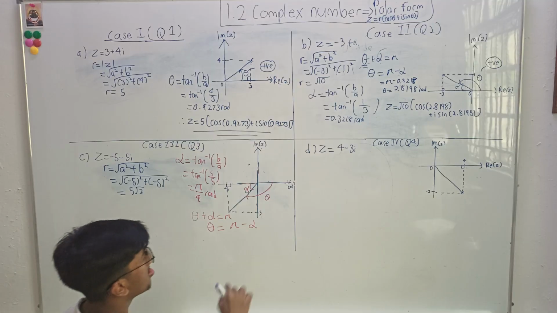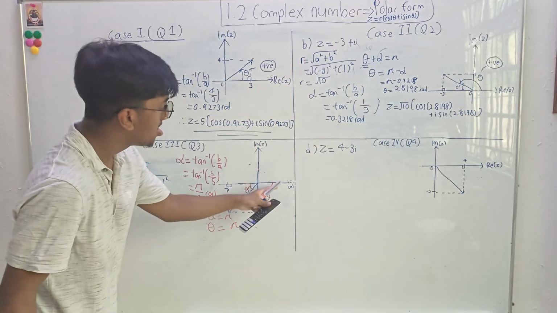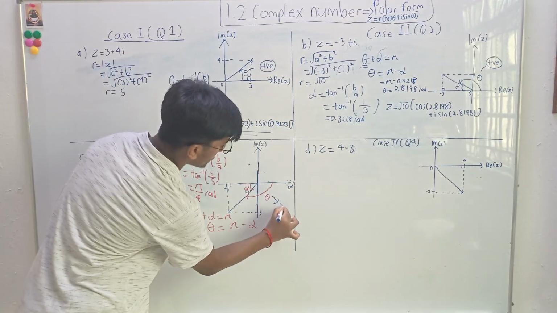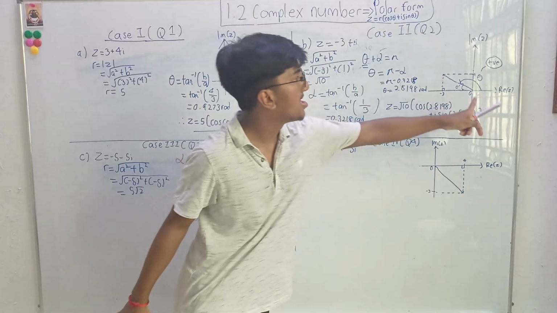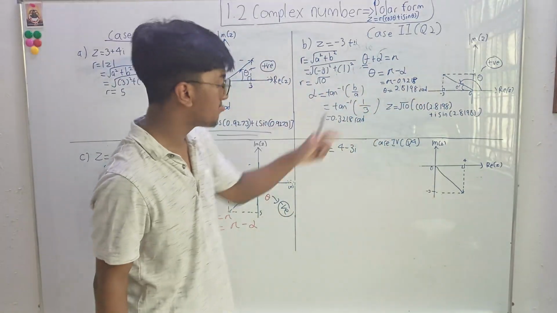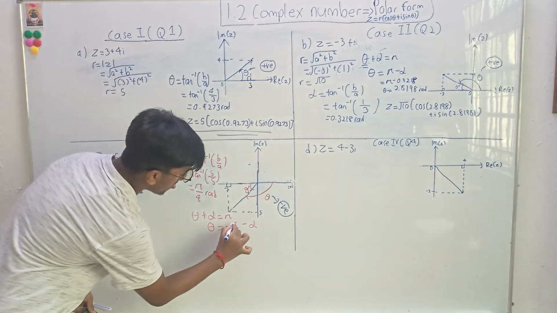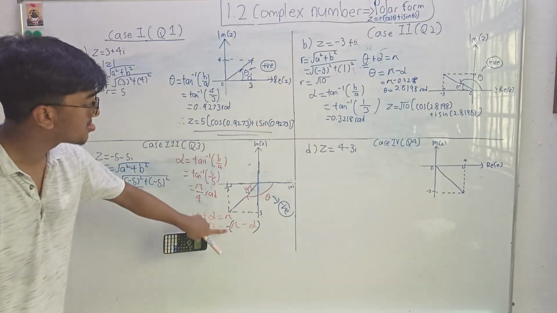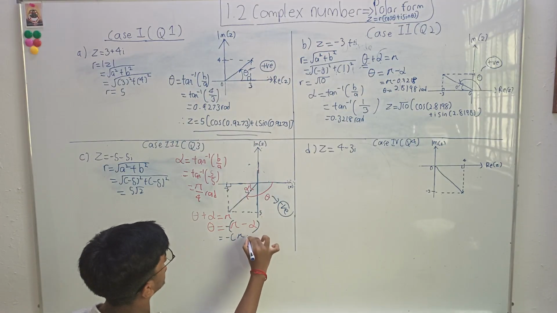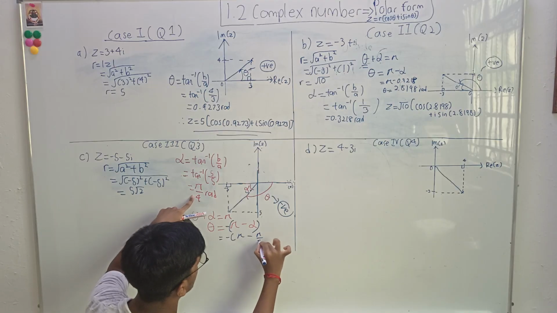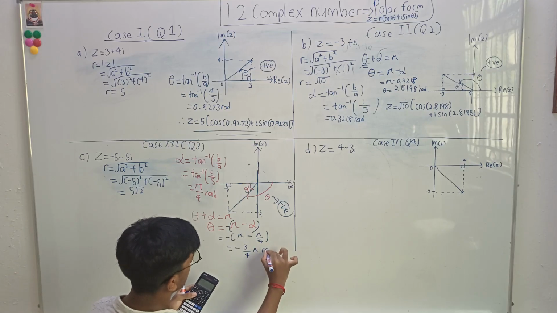And one more, you need to check whether your theta is positive or negative. If your theta is going anti-clockwise, it should be positive. If your theta is going clockwise, it should be negative. So you need to add a negative like this. Theta equals negative pi minus alpha... so negative pi plus alpha, where my alpha is pi over 4. You'll get negative 3 over 4 pi.